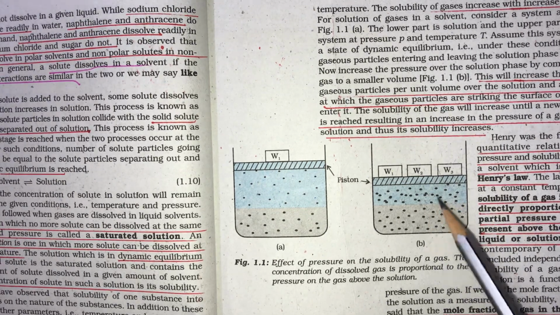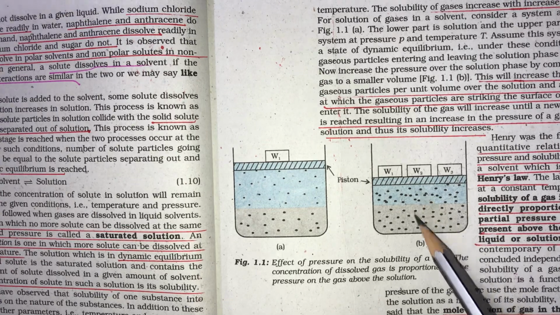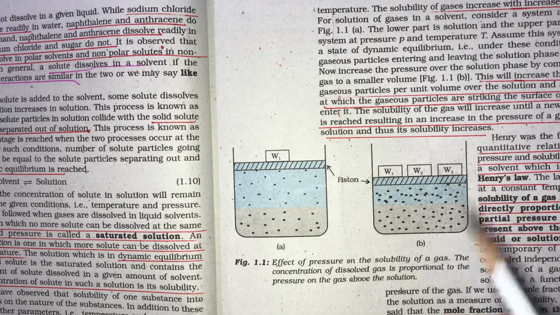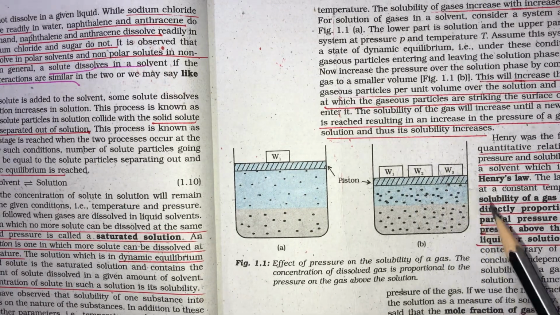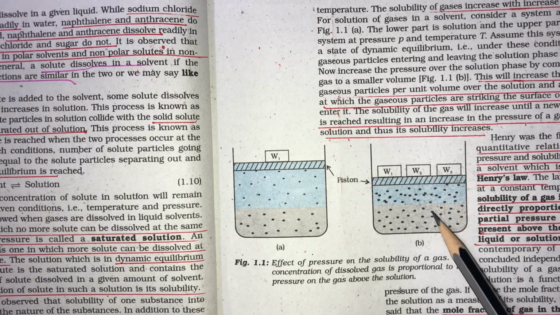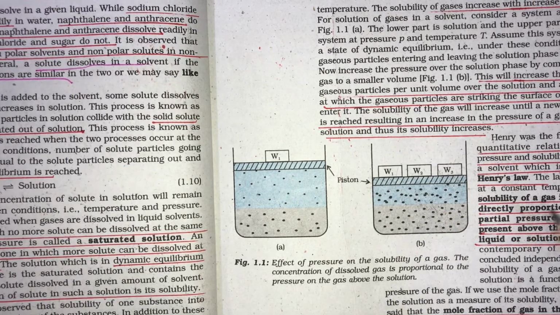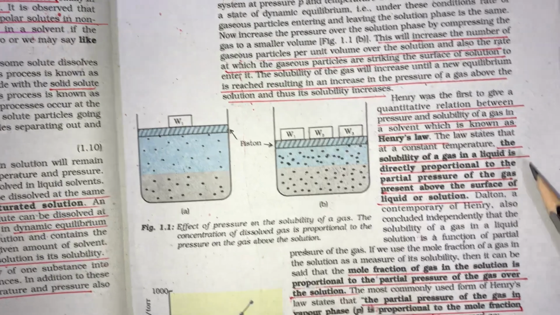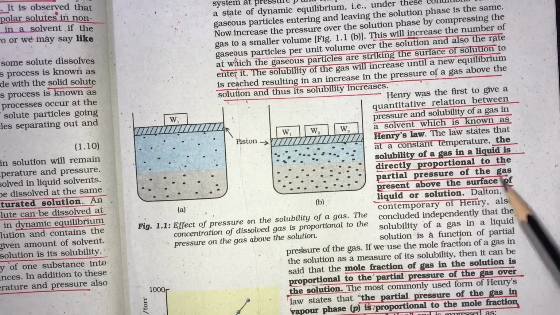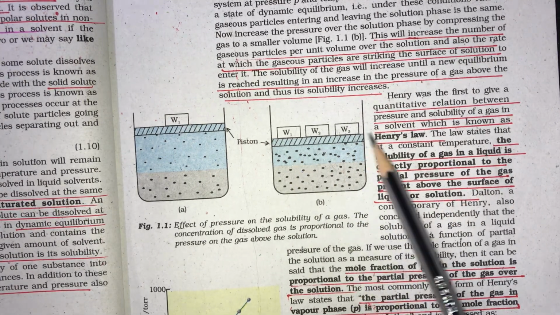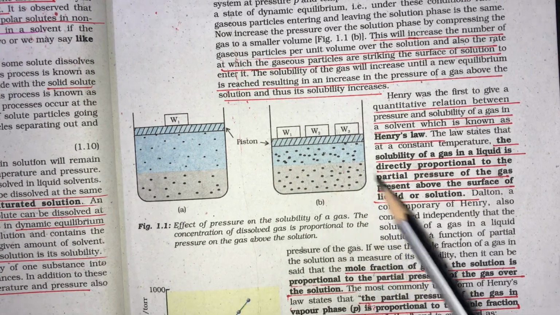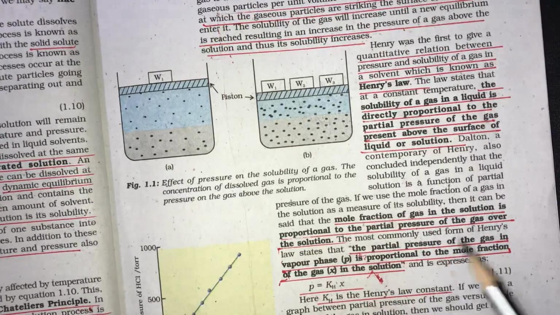The solubility of a gas in a liquid medium depends upon the pressure over the surface of the solvent. And again, the vapor pressure depends upon the concentration, or number of ions, or mole fraction of the ion present in the solution. So Henry's law says that at a given temperature, the solubility of a gas in a liquid is directly proportional to the partial pressure of the gas above the surface of the liquid or solution. The partial pressure in turn is directly proportional to the mole fraction.